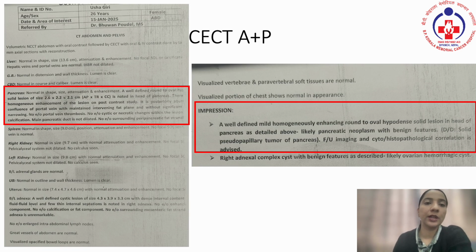She then underwent CECT, contrast enhanced CT of abdomen and pelvis, in another center, which showed a well-defined mild homogeneous enhancing round to oval hypodense lesion in the head of the pancreas of about 2.6 into 2 into 2.1 centimeters. The mass was abutting the confluence of the portal vein, but maintaining a fat plane between the portal vein and the lesion. There was also a right adnexal complex cyst, more likely an ovarian hemorrhagic cyst.